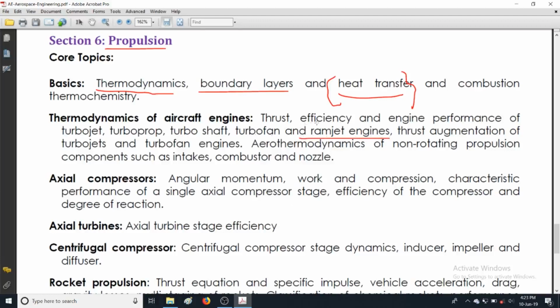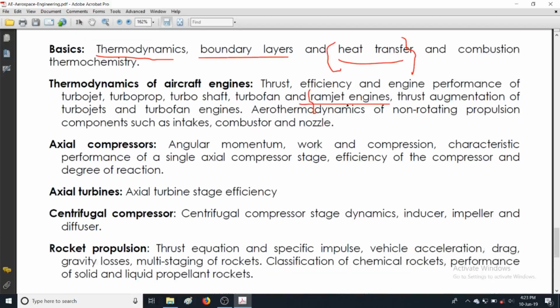Here also we will learn the cycle analysis, and then we will find out how to determine the properties in each component like diffuser, nozzle and combustion chamber, etc. And then we will go for the thrust augmentation, especially afterburner in both turbojet and turboprop. What is the delta T, which means what is the additional thrust we are gaining.